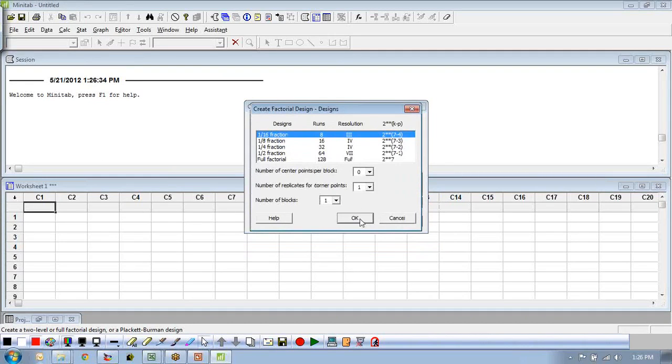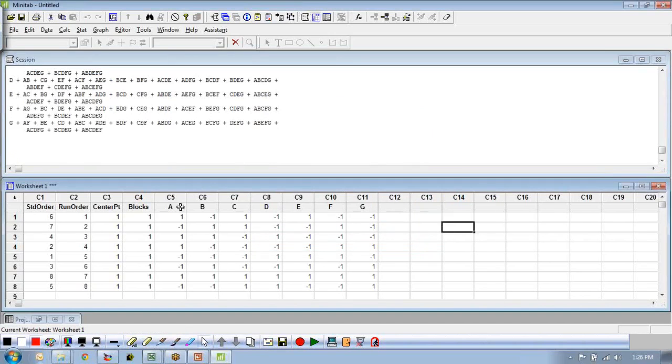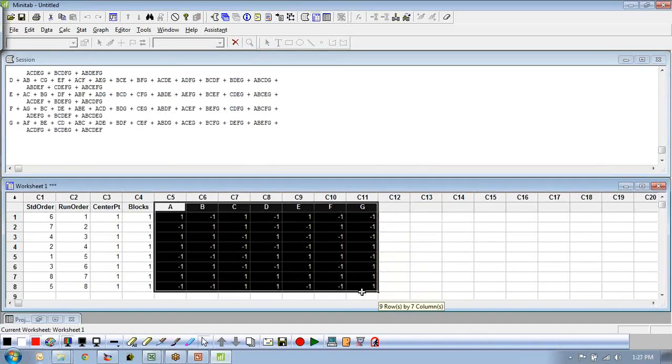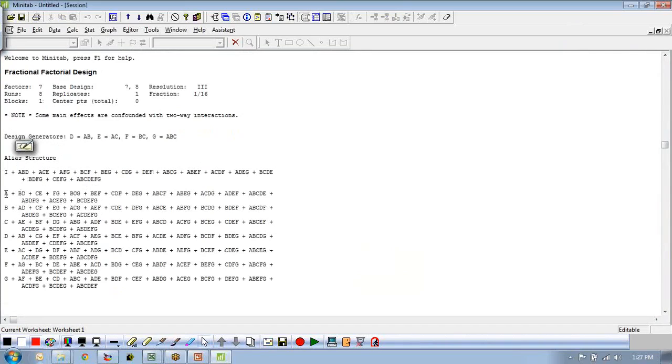And there it is right there. We could note all that. And suppose we went ahead and did that. Oh, let's take a look at the alias structure first. Here's our alias structure. You can see that A is confounded with B, D, C, E, F, G. There's a lot of confounding here in the structure. So the likelihood is that we're going to be able to look at only the main effects.